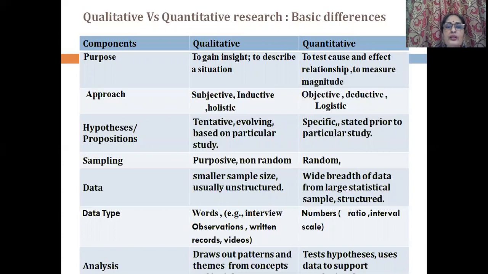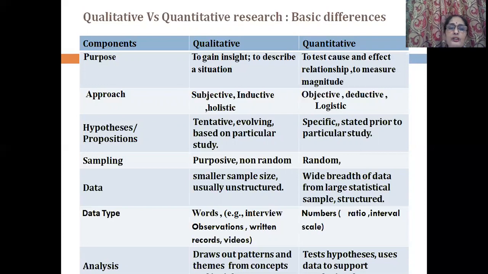Now let us understand the basic differences between qualitative research and quantitative research. The qualitative research has a very clear purpose. The purpose is to gain insight, in-depth knowledge. It is describing a situation or an event or the experiences of individuals. Whereas in the case of quantitative research, it is to test the cause and effect relationship between X and Y, for example, or to measure the extent of that relationship or association. Statistical tools of correlation, regression, higher order statistical tools may further be used.